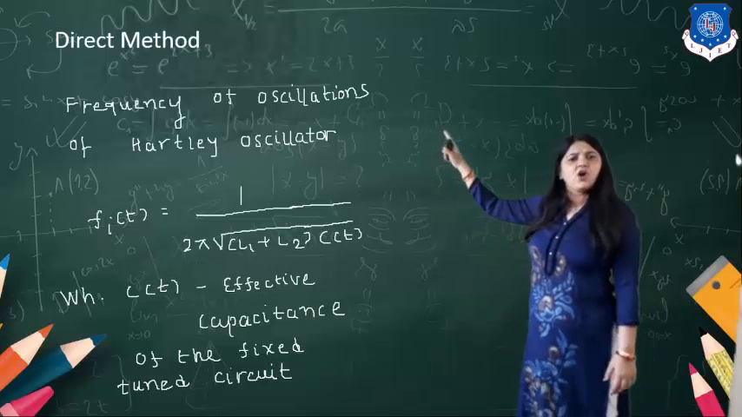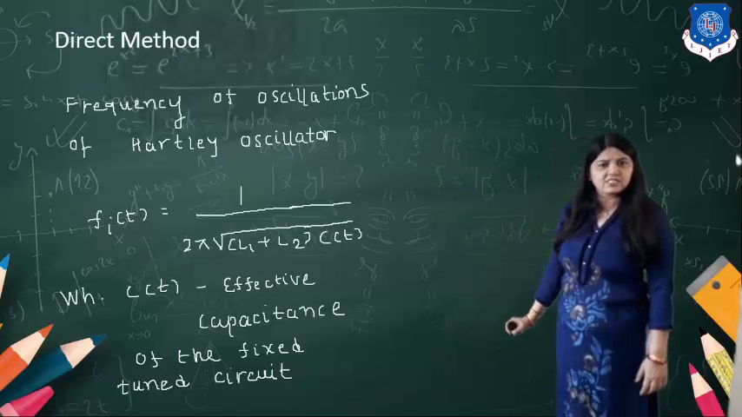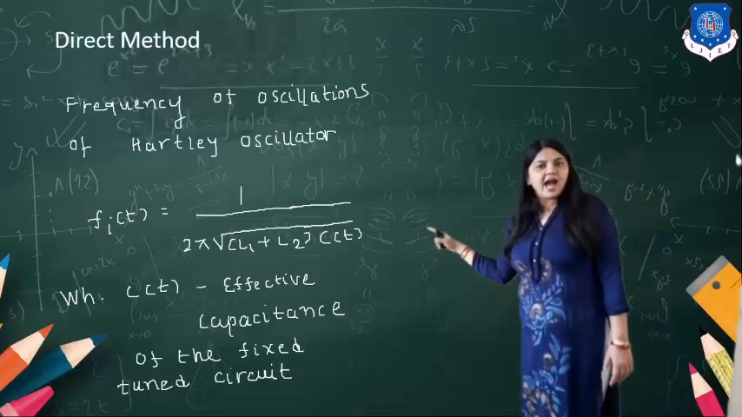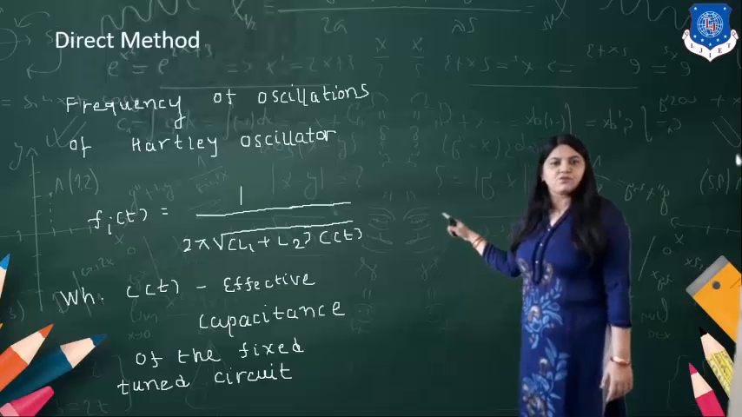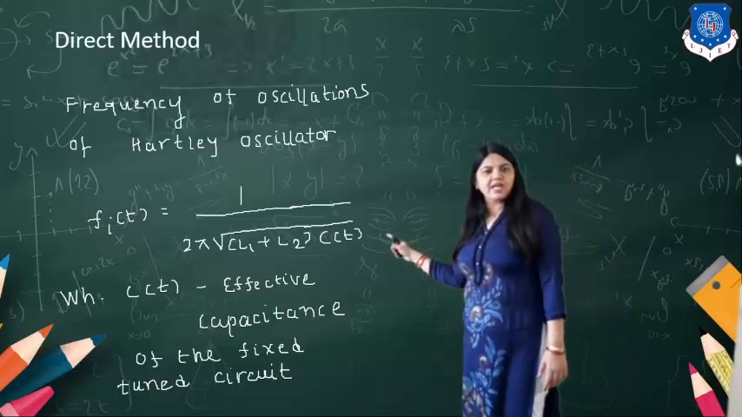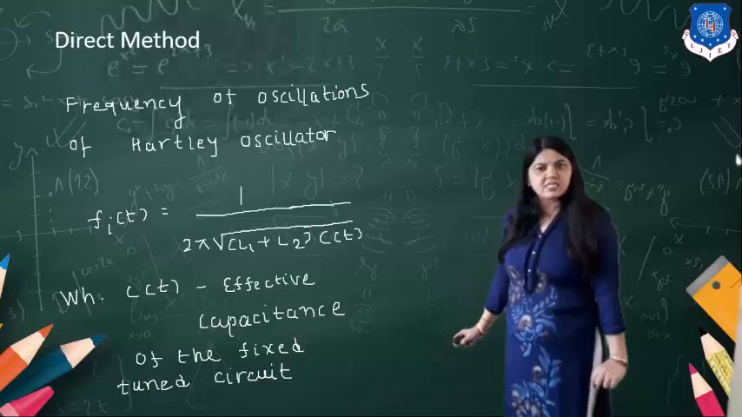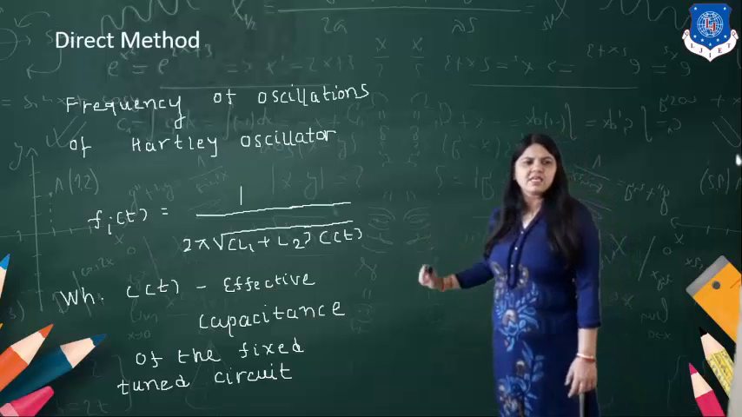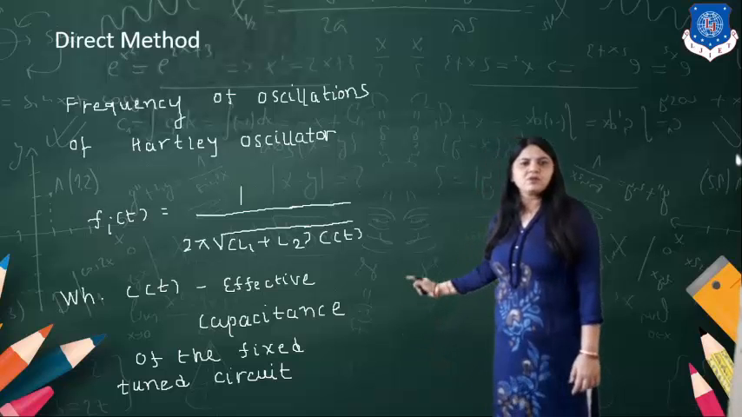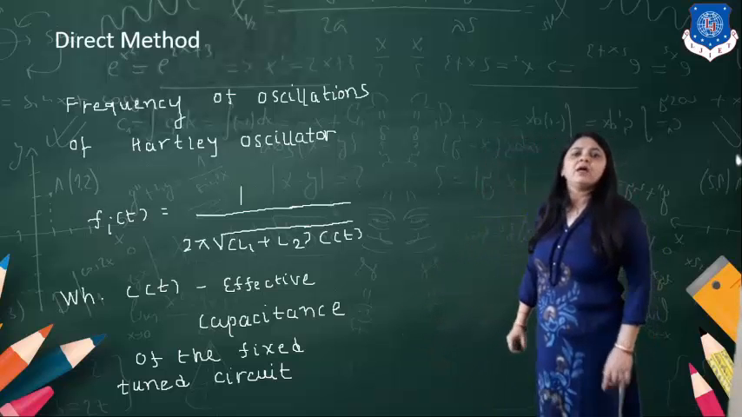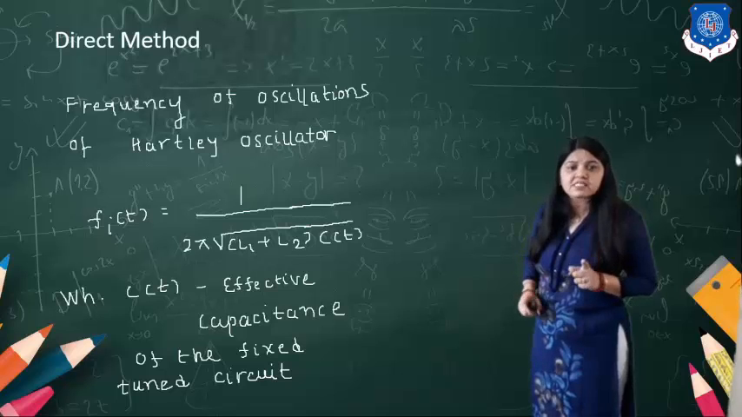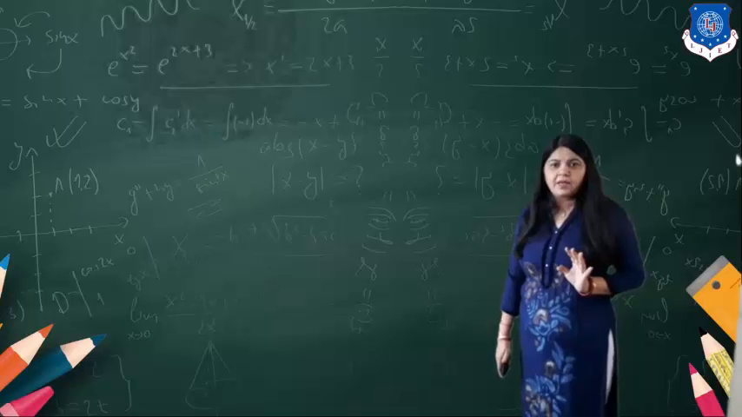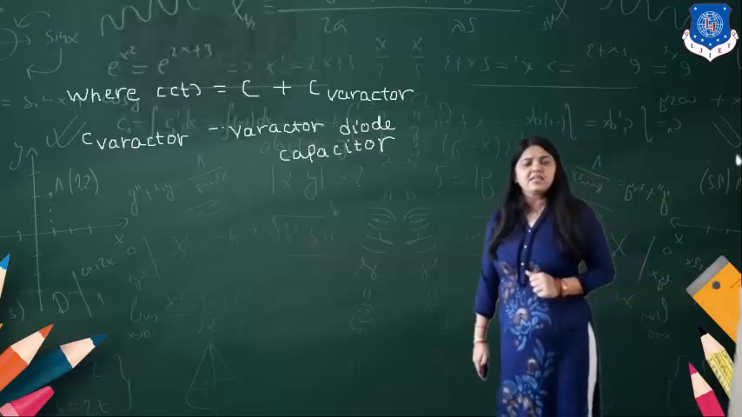Now we have to do the mathematical calculation for this. The frequency of oscillation of the Hartley oscillator, that is the instantaneous frequency fi, is equal to 1 upon 2 pi square root of (L1 plus L2) into CT, since L1 and L2 are in series. Now what is CT? It is the effective capacitance of the fixed tuned circuit. So now, what is CT?